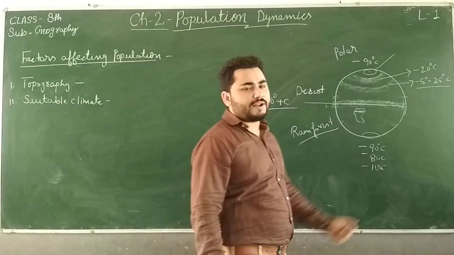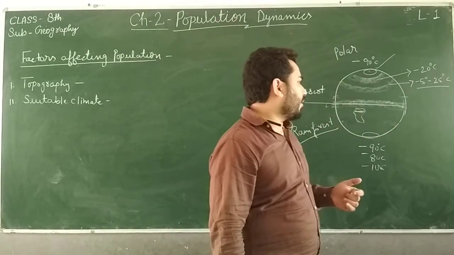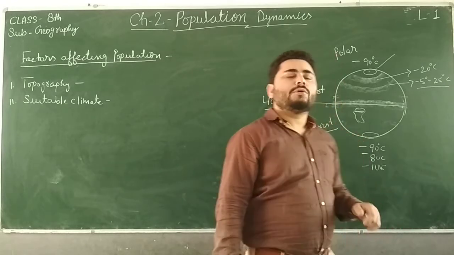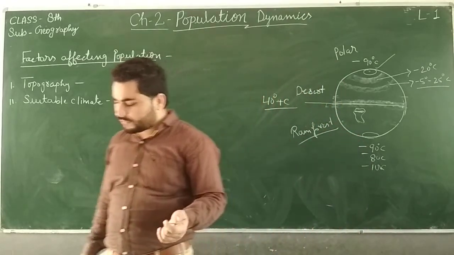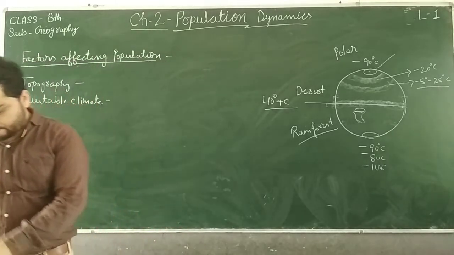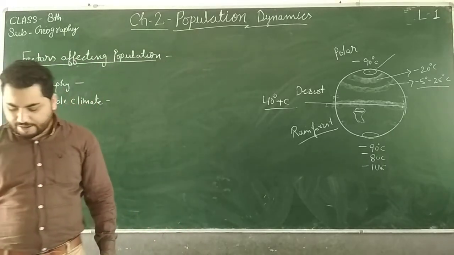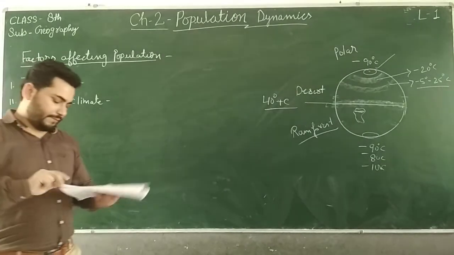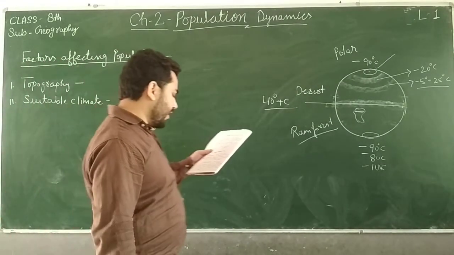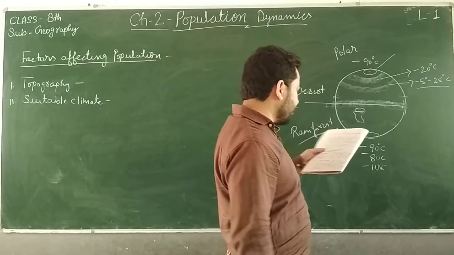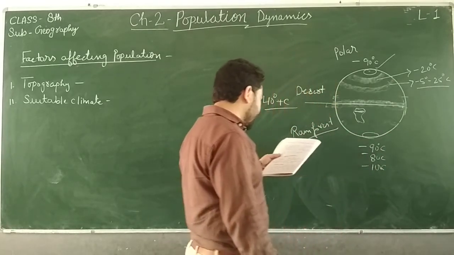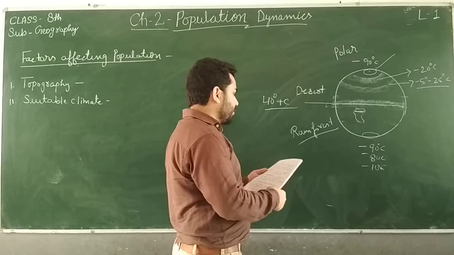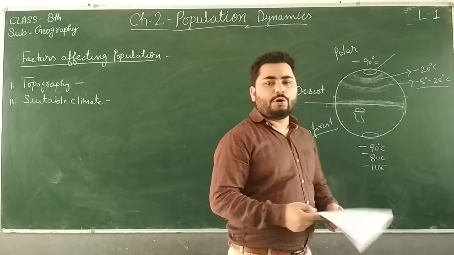So the places which are having the moderate climate, okay, neither too hot nor too cool, those places are very much populous. Okay, their population is very high. So areas having suitable climate with adequate temperature and moisture have dense population, whereas areas having extreme climate like polar and desert areas have very thinner population. Okay, so that I have told you.